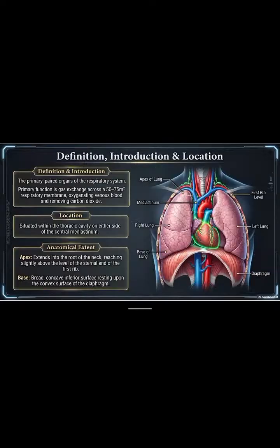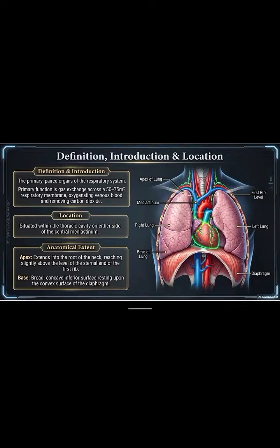So let's start. What's the definition and introduction of the anatomy? First, what are the lungs? The lungs are the primary paired organs of the respiratory system. I want you to take note of something. You said it is the primary. It is primary. It means that when you're talking about the main organ of the respiratory system, you know there are so many things that make up the respiratory system. So when you're talking about the main thing in the respiratory system, it is the lungs. They are paired organs. The word paired means two. They are not one. They are two paired organs of the respiratory system.